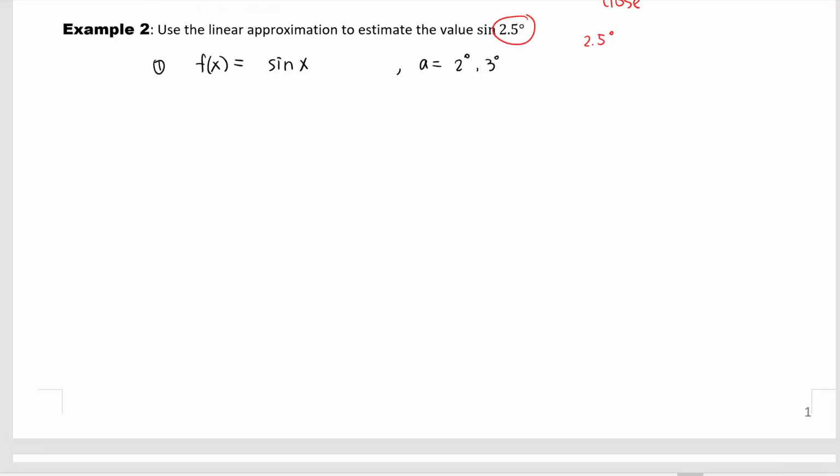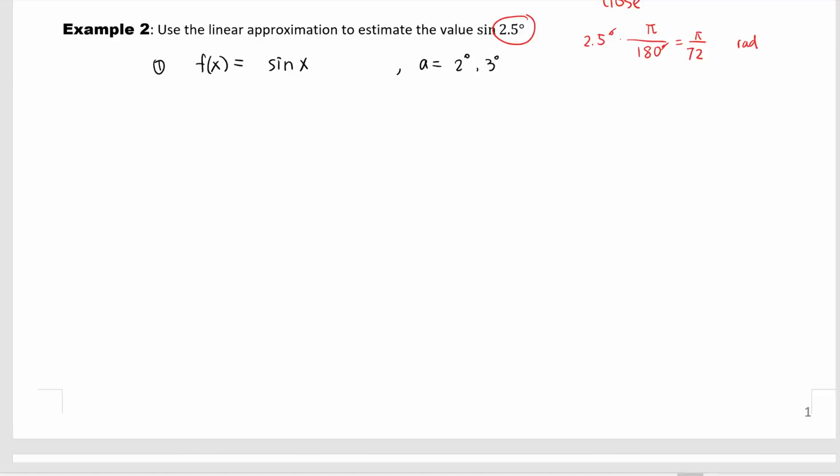2.5 degree, let's change to radian. So how do we change to radian? Let's see. Pi has how many degree? Pi has 180 degree, right? So degrees cancel. And 2.5 over 180 is actually pi over 72. So this is radian. Okay, so change to radian.